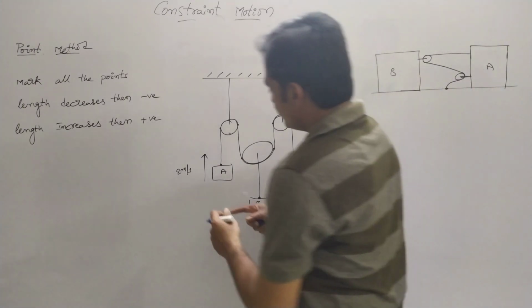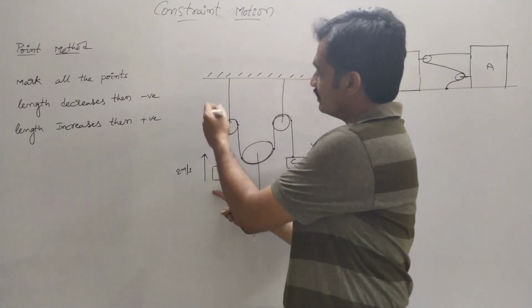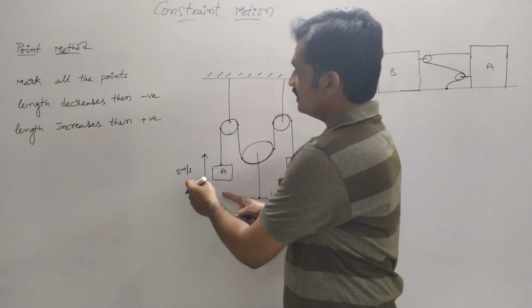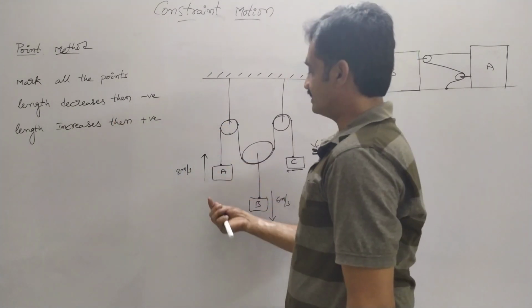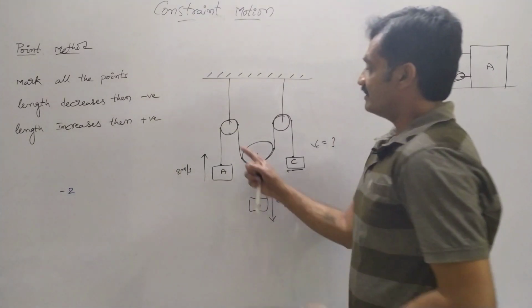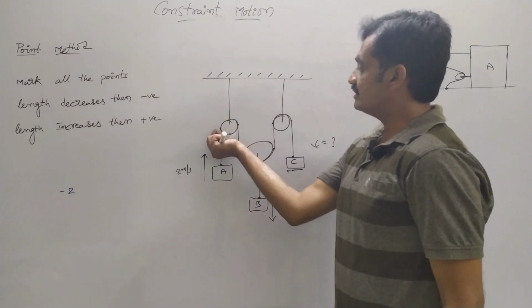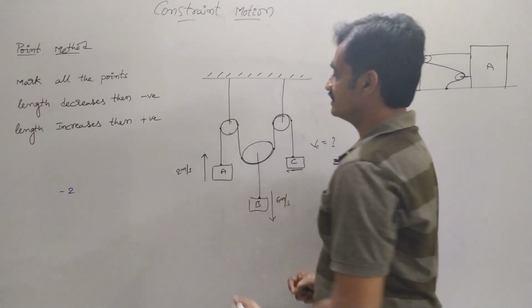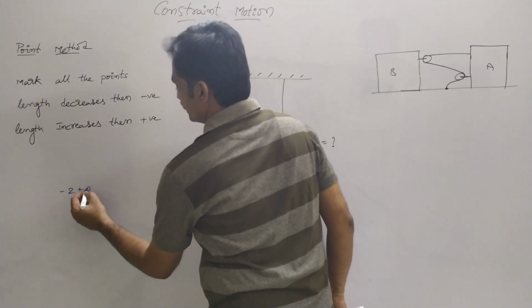Observe that as the block moves in the upward direction, its length decreases. Then we consider it as negative. Then we have minus 2. Observe that this pulley is constant. So here we have 0 as well as here we have 0. 0 plus 0.